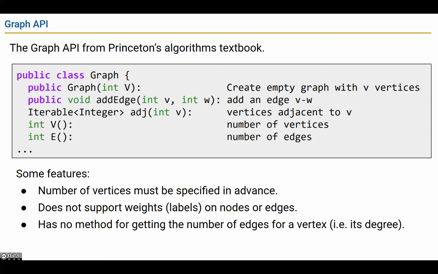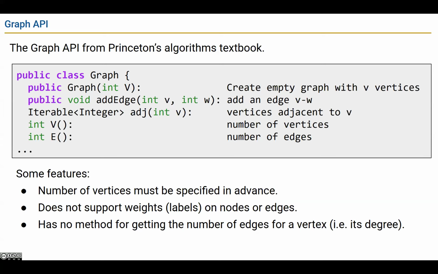Here is the simplified graph API that we'll be using for this class. We'll start off by just creating a new graph. The new graph takes in as input a number of nodes. So it'll create an empty graph with exactly V number of vertices, similar to how a weighted quick union does things, right? When you ask it to create a weighted quick union with V nodes, you get a bunch of nodes that are entirely disconnected at the start.